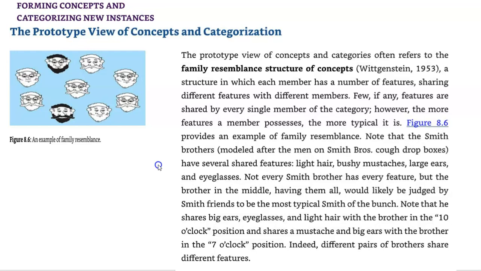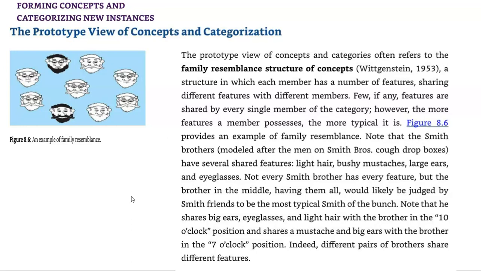A prototype view of concepts and categories refers to a family resemblance structure of concepts, a structure in which each member has a number of features, sharing different features with different members. Few, if any, features are shared by every member of the category. However, the more features that a member possesses, the more typical it is.